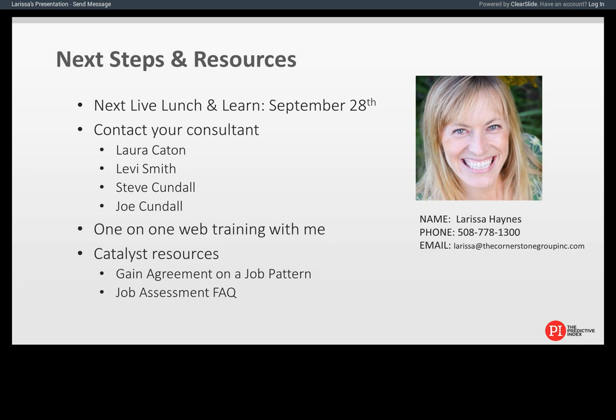And again, I really suggest digging into the Catalyst resources. The two that we used today are Gain Agreement on Job Pattern and the Job Assessment FAQ. The Job Assessment FAQ is a great thing to use when you're sending out to your stakeholders that aren't really sure what the heck this is. So you can go into Catalyst, search Job Assessment, and both of those will come right up. There are also videos in there if I'm not available to show you how to send the job assessments, and so on and so forth.